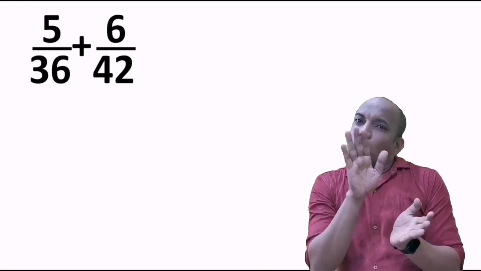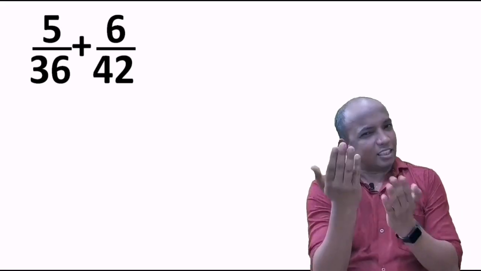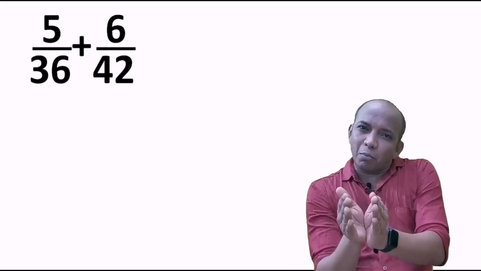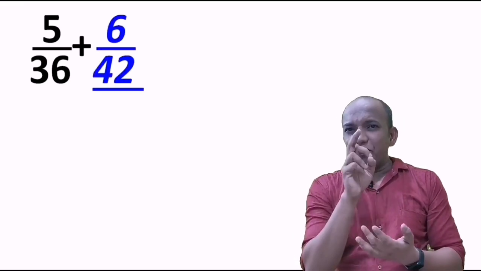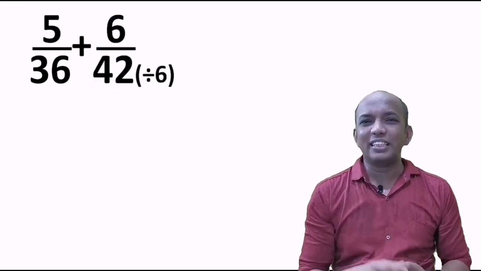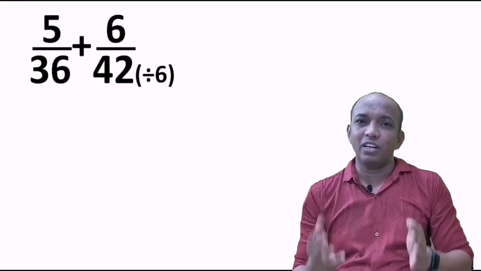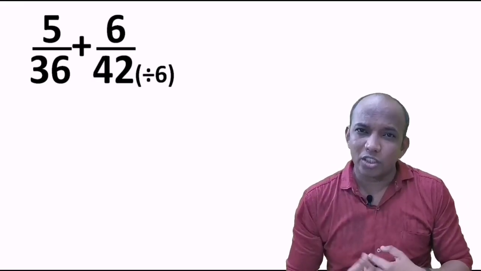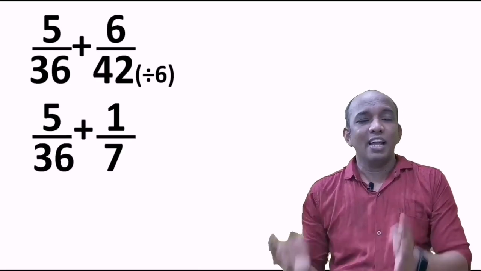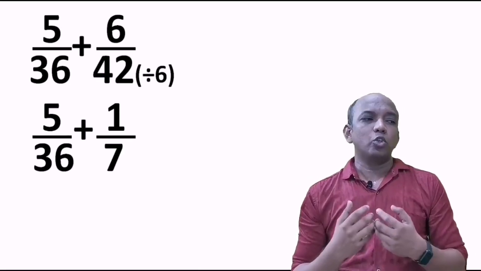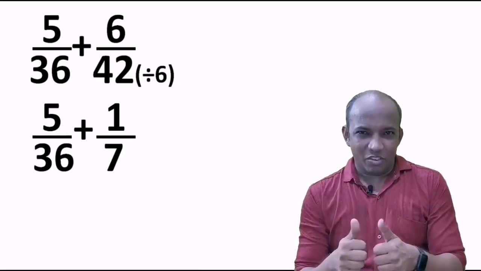Now what to do? If you observe the second fraction, 6 upon 42, both the numbers can be reduced by 6 itself, right? So we will divide 6 upon 42 by 6, and that gives the answer 1 upon 7. So we rearrange the question, which gives 5 upon 36 plus 1 upon 7, right? And now it becomes very easy to solve the sum. Correct or not? Yes, of course.